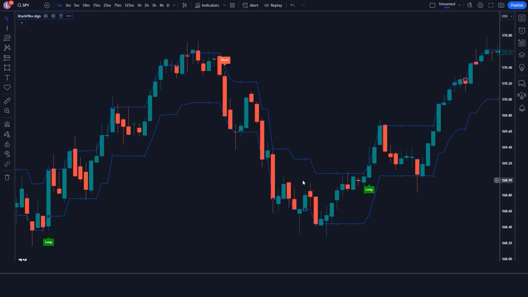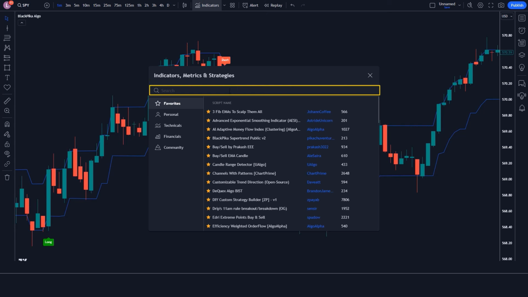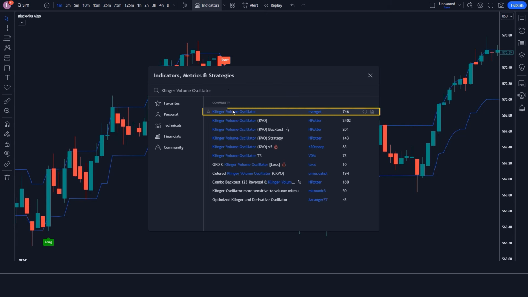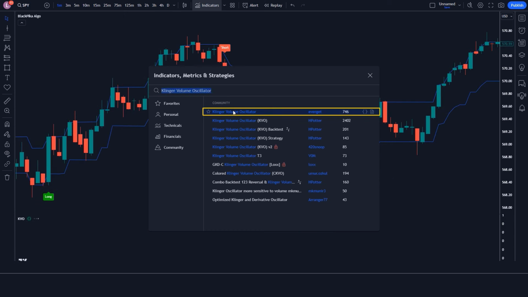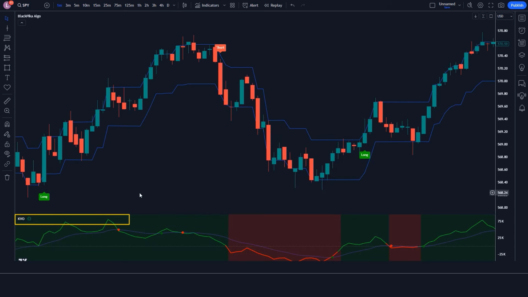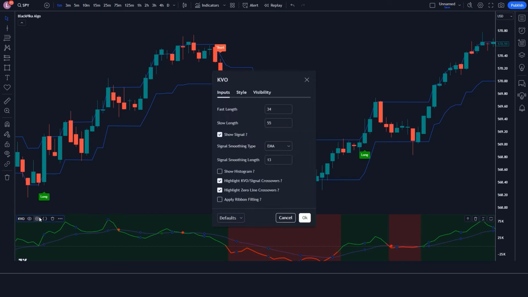After that, we have to apply another indicator on the chart. We will search Klinger Volume Oscillator in the search box of TradingView. After that, we have to click on the Klinger Volume Oscillator option, in which we have to change some settings. We have to change this fast length option from 34 to 30. We have to change this slow length option from 55 to 50.